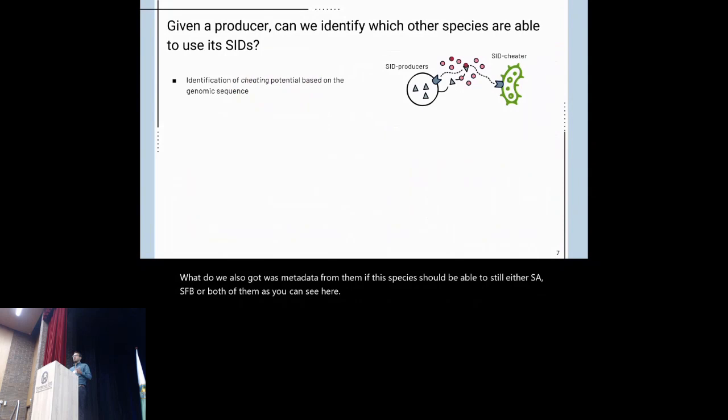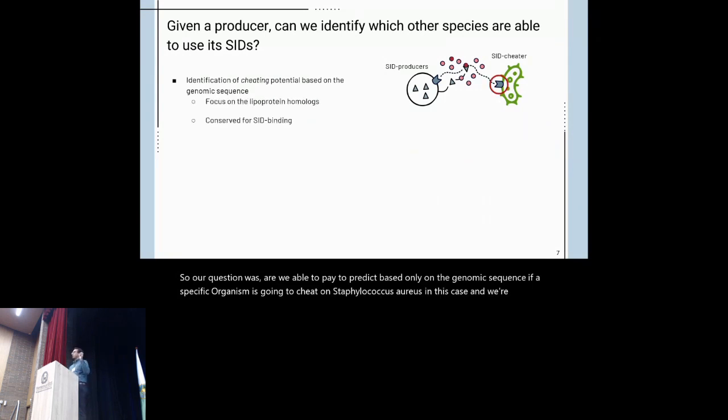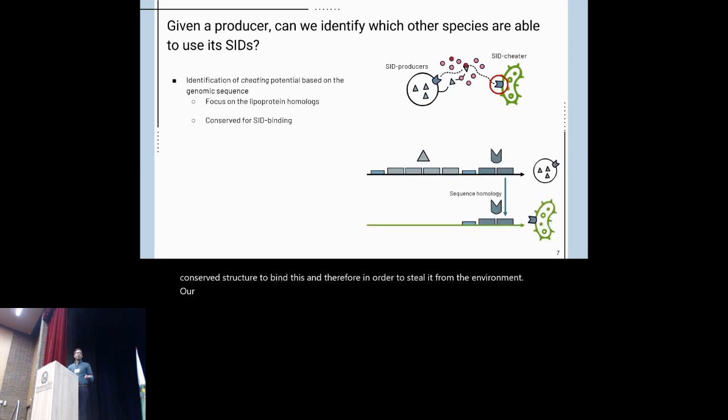So our question was, are we able to predict, based only on the genomic sequence, if a specific organism is going to cheat on Staphylococcus aureus? We are focusing first on the lipoprotein homology, since we expect these lipoproteins to have a conserved structure to bind the siderophore in order to steal it from the environment. Our first approach was to try sequence homology. However, the results were not reflecting the metadata that we got from the wet lab experiments.